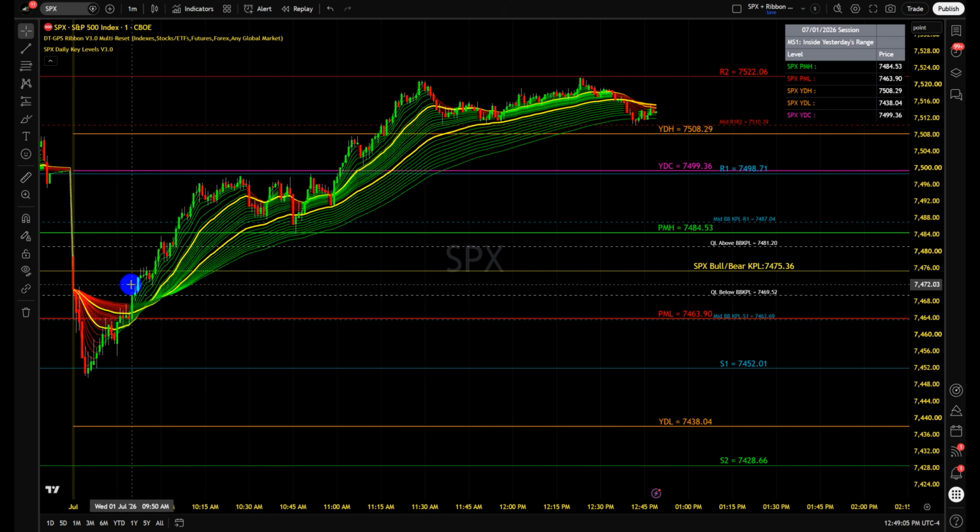Now here we have a close above the PML level. So this would be a bullish trade above the PML level if you want to take that. Here it's a close above the bull bear KPL. If you're waiting till later on in the session, then we have a close above YDC and R1 here, with also the upper bands pulling away.